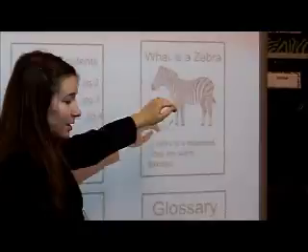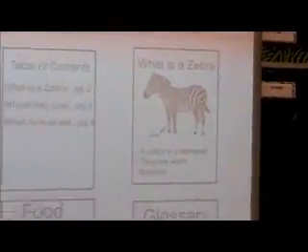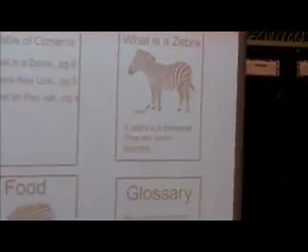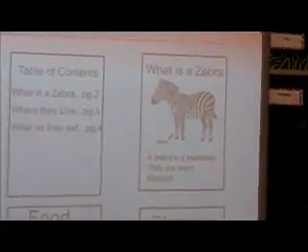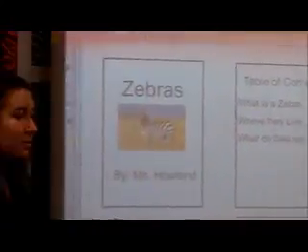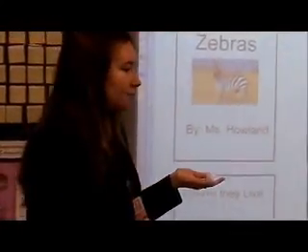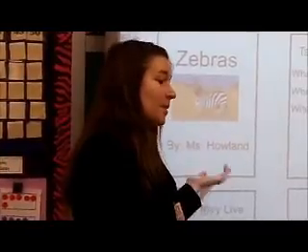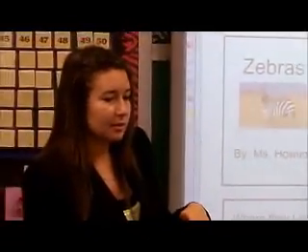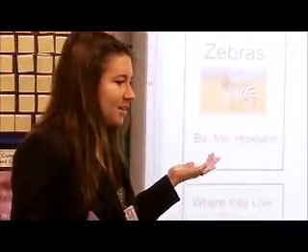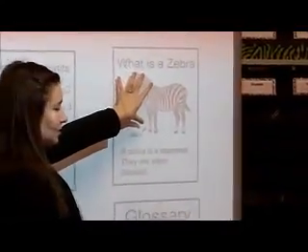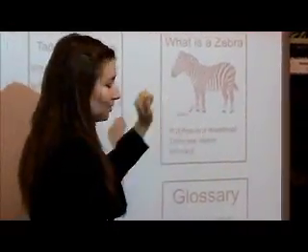And then on the next page, you're going to do what is a zebra, and you're going to use your definition that you wrote on your graphic organizer, and I want it to be at least 2 sentences long. So a lot of your animals are mammals, and that's okay, you can write that. So you could put a zebra is a mammal, but I want you to put another sentence too. So what makes your animal different than all the other animals? That's what your second sentence is going to be. And then I want you to draw an illustration of your animal, and I want you to have a label.